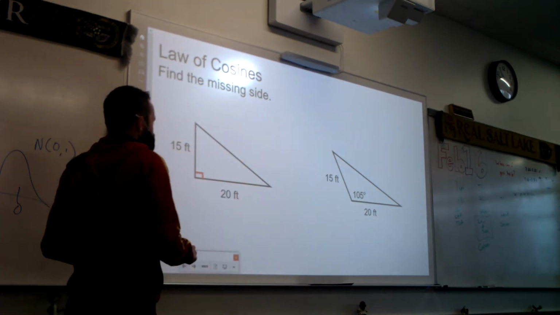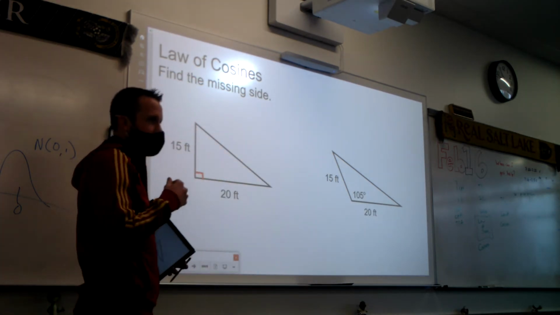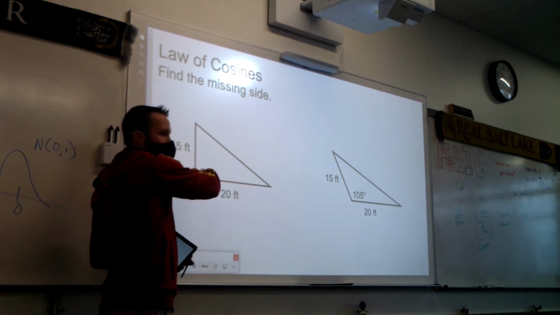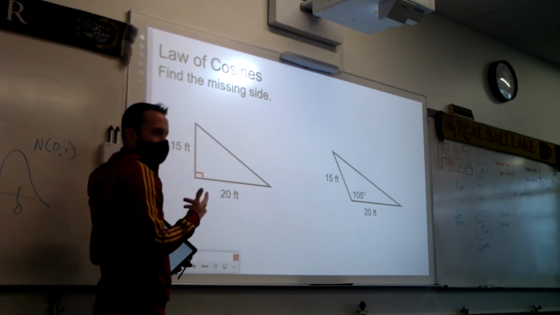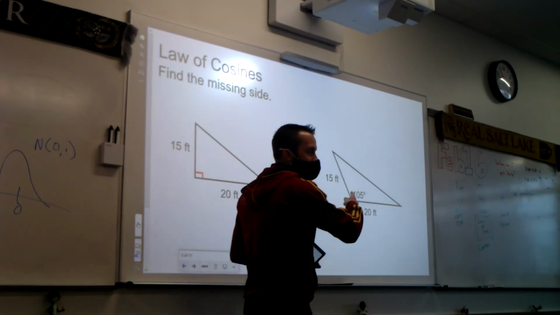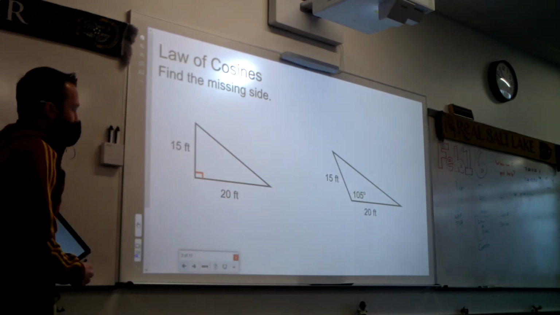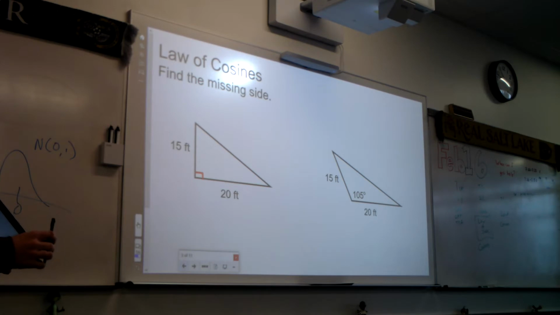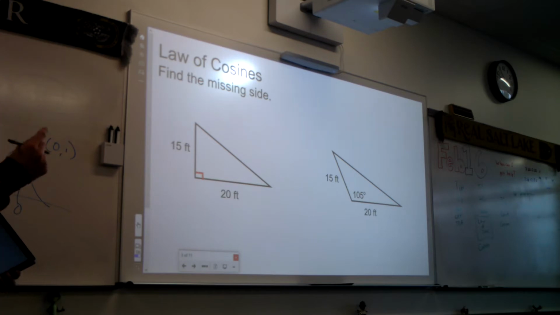So for example, if I have this triangle right here. This isn't in your notes, just watch me. Could I use the Pythagorean theorem here? Yes, because it's a right triangle. Could I use the Pythagorean theorem here? No. It's an obtuse triangle, it's not a right triangle, so I can't use the Pythagorean theorem.